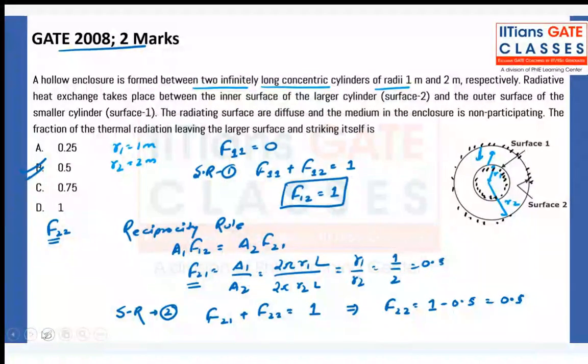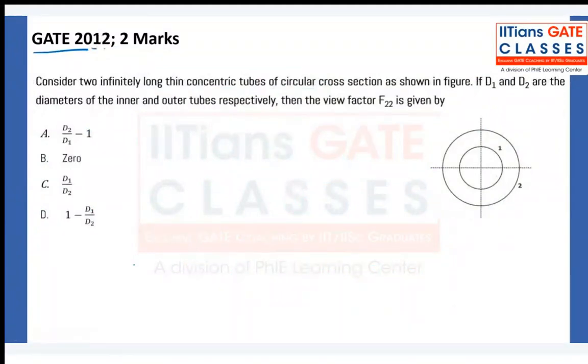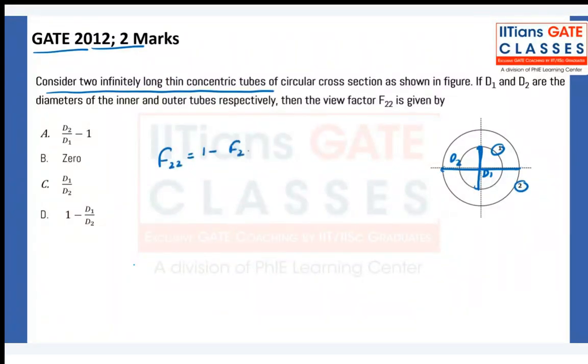Chalo, next question. GATE 2012 2-mark question. Consider two infinitely long thin concentric tubes of circular cross section as shown in the figure. They have already given us surfaces. This is 1 and outer is 2. D1 and D2 are the diameters of the inner and outer tubes. View factor F22. Of course, we just calculated F22, which was equal to 1 minus F21. And F21 was A1 by A2, which we can write as D1 by D2 or R1 by R2. So D is the correct answer.